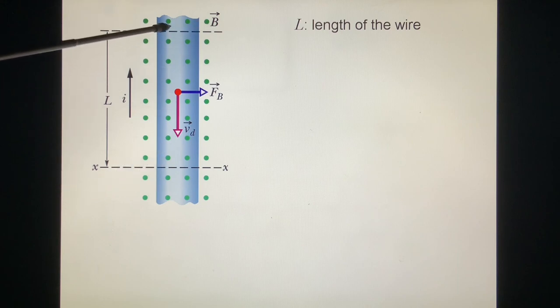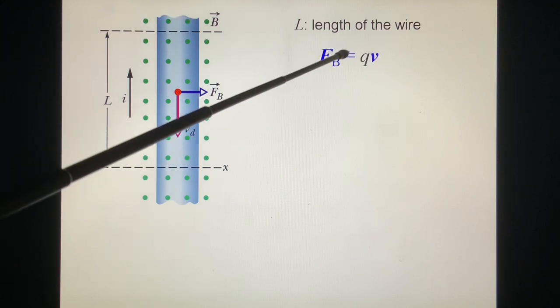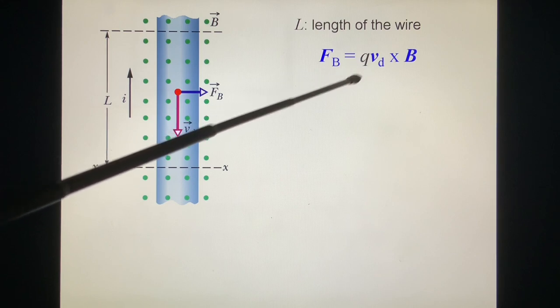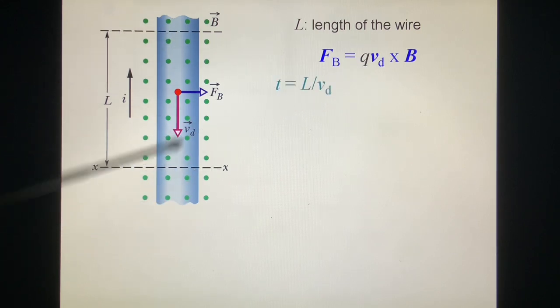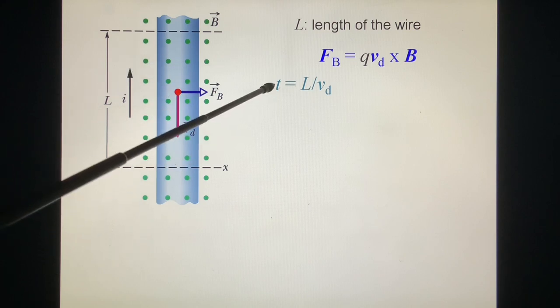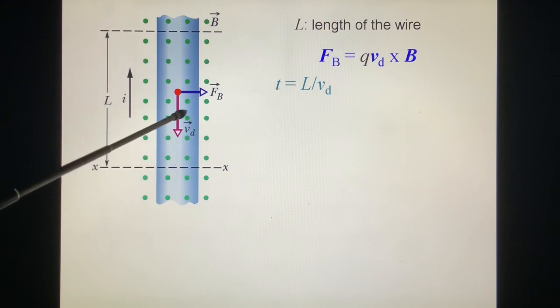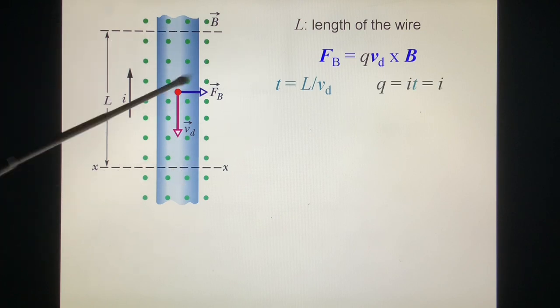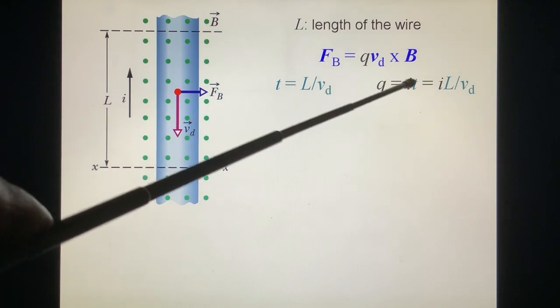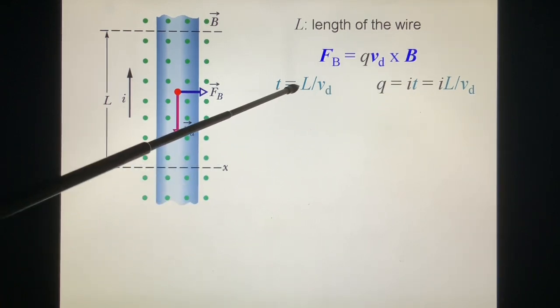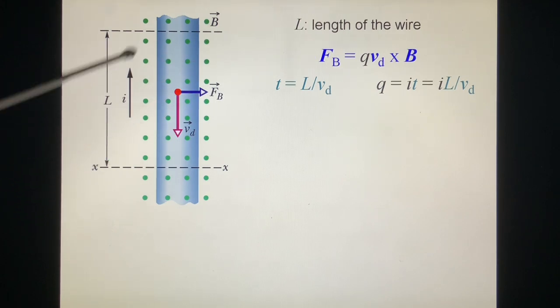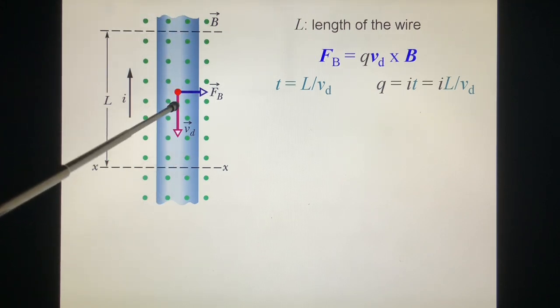We start from here. How much time does it need to cover length L? This is the force on each carrier electron, okay? And then it takes time t. t is L over v_d. This time is from here to here, and all these carriers are in this length. How many? Before we calculate, we need t. The t is L over v_d. And the Q, what is Q? Q is I t, the current intensity times the time. And the time is this one. So in time t, all this charge Q flows into this section.